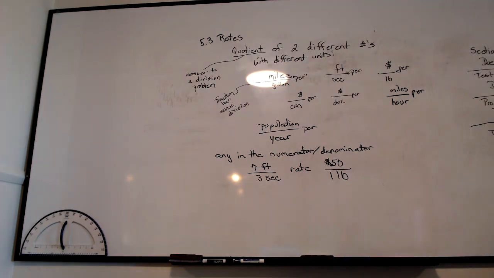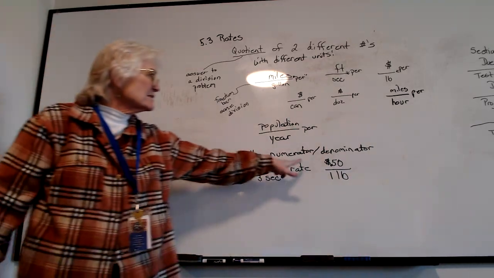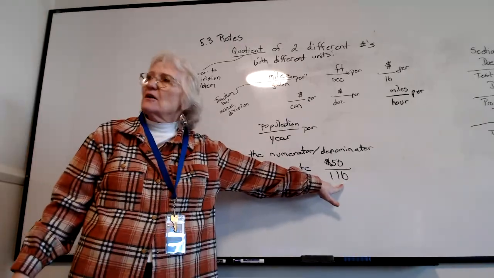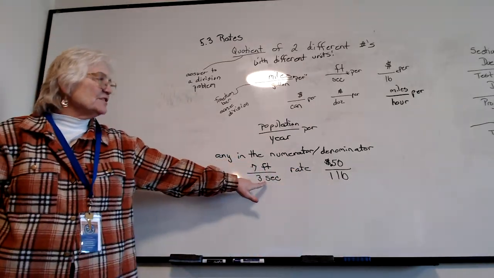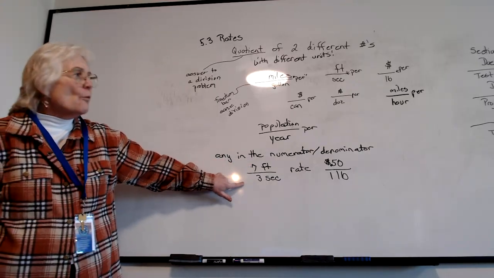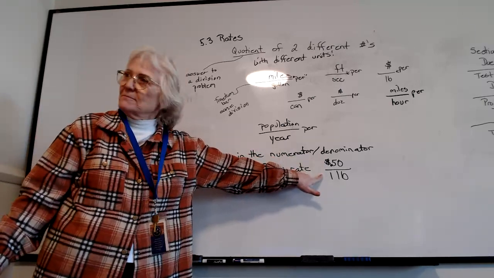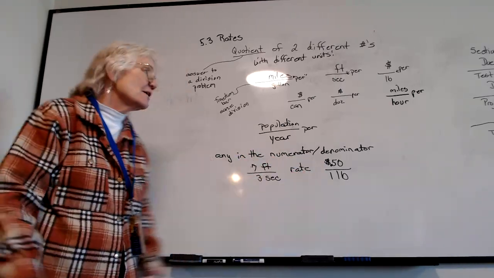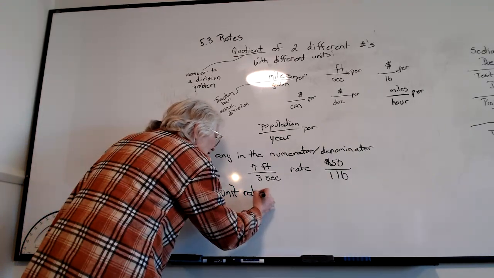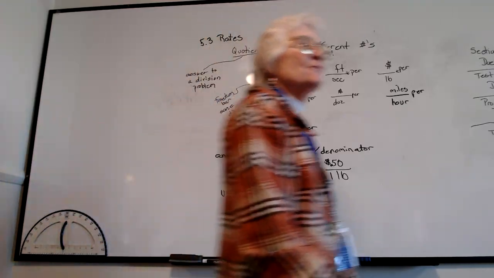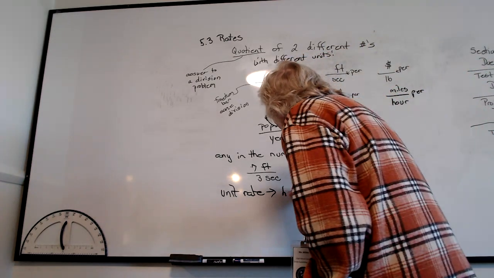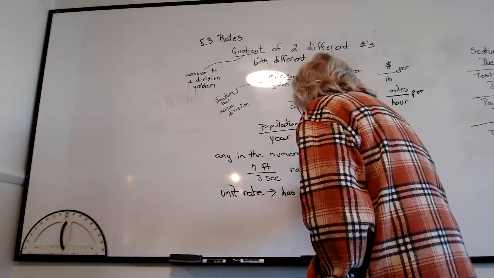So again, they both have different units. The unit here is money. Okay. The unit here is pounds. The unit here is feet. The unit here is seconds. This one has different numbers. When it has a 1 on the bottom, it's called a unit rate. What that means is how much does 1 cost, or in 1 hour, or 1 whatever. So a unit rate has a 1 in the denominator.